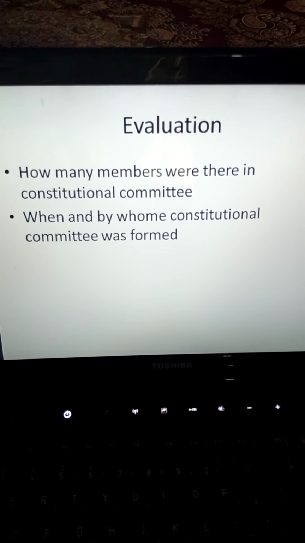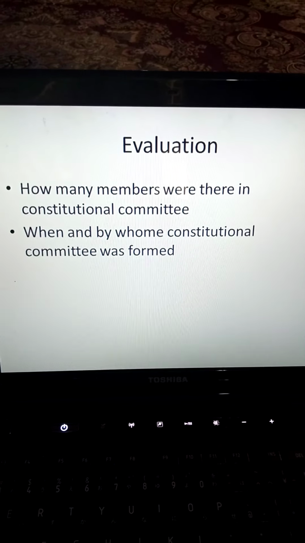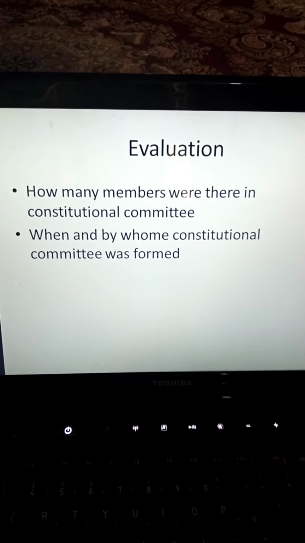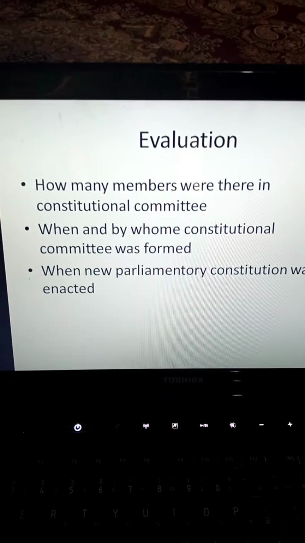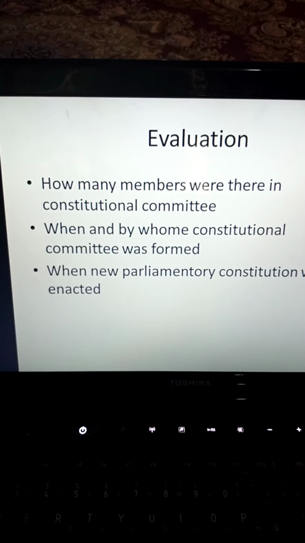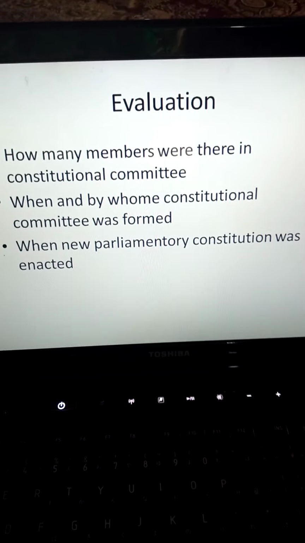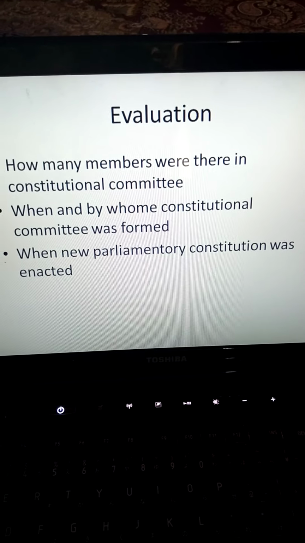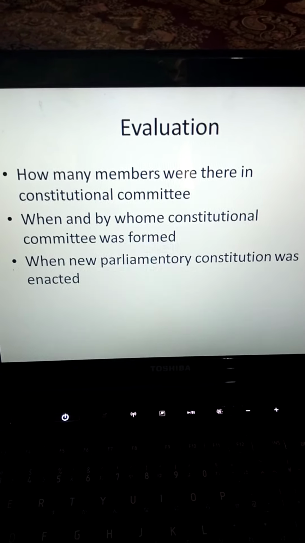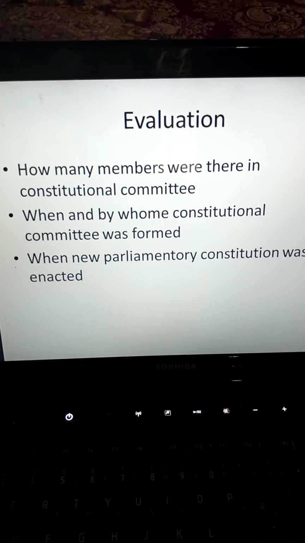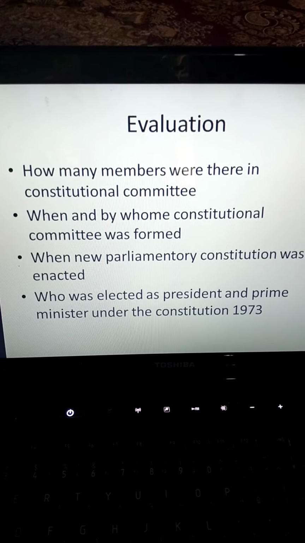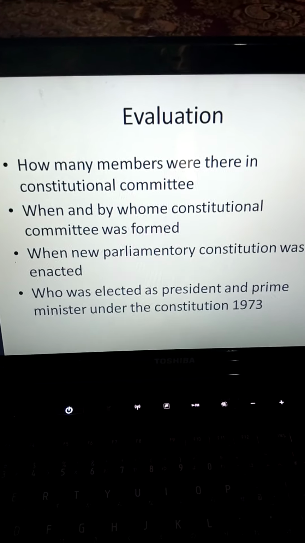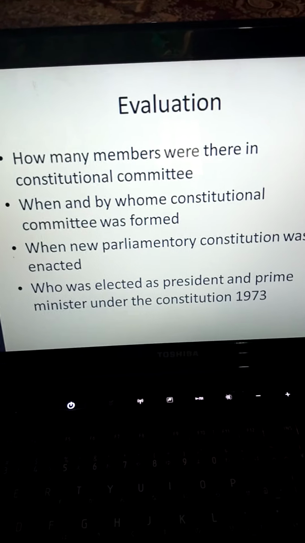When and by whom was the Constitutional Committee formed? The Constitutional Committee was formed by the National Assembly on 17th April 1972. This is also your revision. The next question is, when was the new parliamentary constitution enacted? The new parliamentary constitution was enacted on 14th August 1973. Who was elected as the president and the prime minister under the constitution? Chaudhry Fazal Ilahi was selected as the president, and Zulfikar Ali Bhutto was selected as the prime minister under the constitution of 1973.